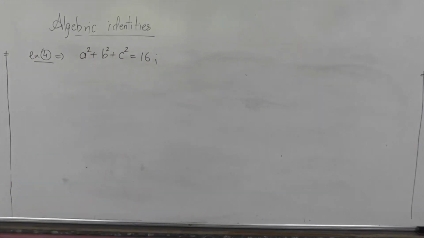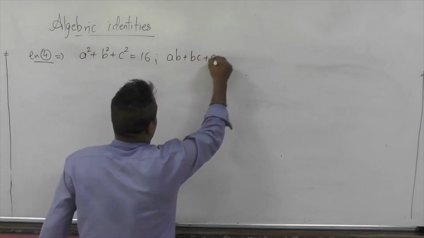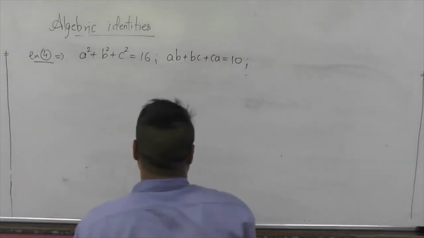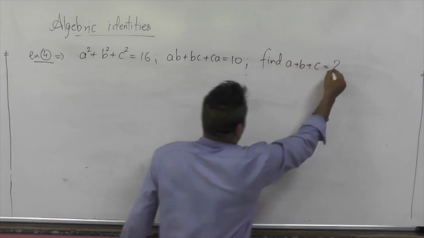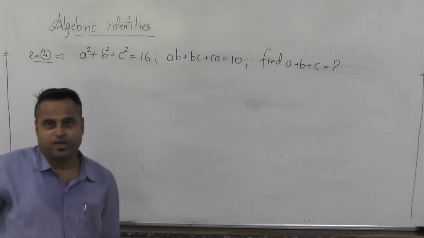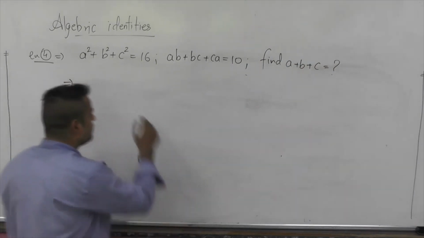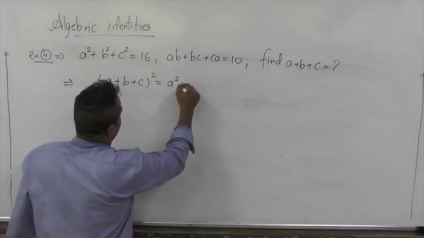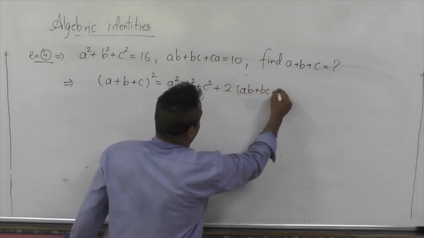Another term given to us is ab plus bc plus ca, which is 10. We need to find the value of a plus b plus c. These two term values are already given to us. Now how to use them together? We apply the formula for the square of three terms. The formula I am writing here is a plus b plus c whole square, that is a square plus b square plus c square plus 2 times (ab plus bc plus ca).